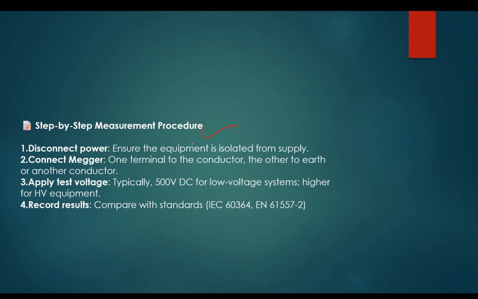First, disconnect the power of the equipment, ensure the equipment is isolated from supply, and connect the megger. One terminal goes to the conductor, the other terminal to the earth and other conductors. Then apply the test voltage, typically 500 volt DC for low voltage systems and higher for HV equipment. Record the results and compare with a standard like IEC 60364 and EN 61557-2.